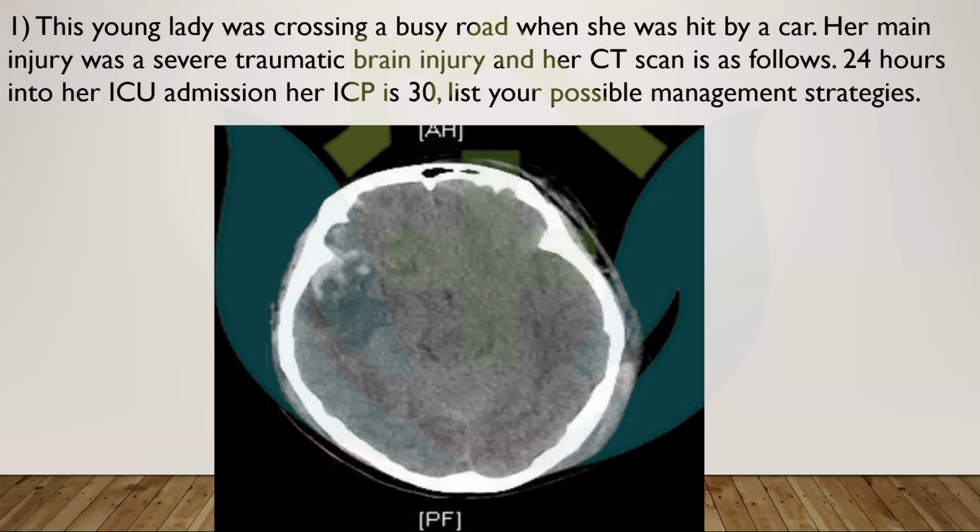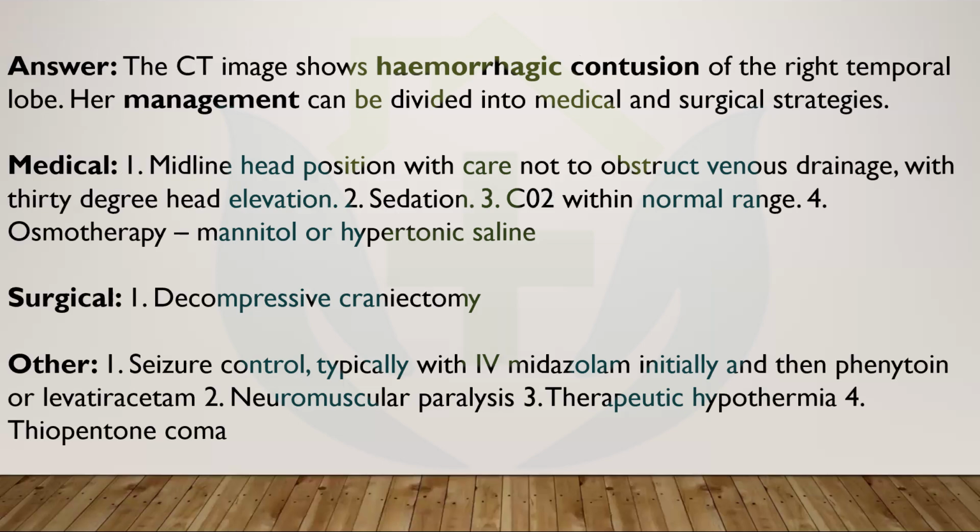This is a CT scan of the head. It is showing hemorrhagic contusions. Then it is showing loss of gray white matter differentiation, cerebral edema. They have already said that the ICP is 30. What are the possible management strategies? It is a CT of hemorrhagic contusion in the right temporal lobe. Management is divided into medical, surgical, others.